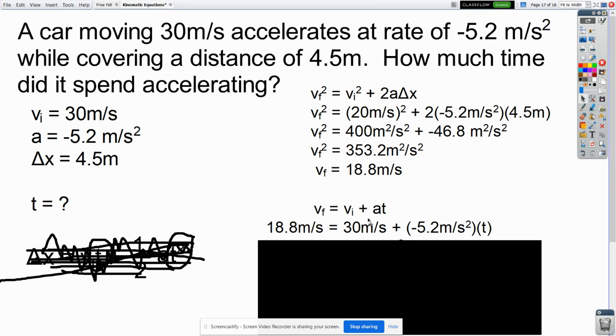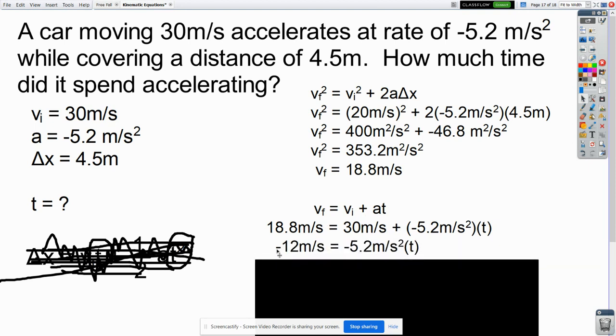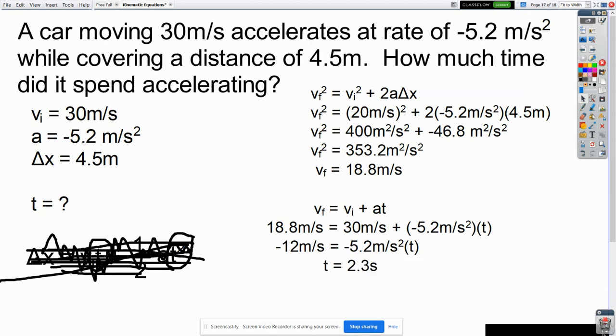I'll subtract 30 from both sides, and I'll end up with negative 12 over here. And I'll divide both sides by negative 5.2. That makes 2.3. Meters per second divided by meters per second squared. The meters cancel out. One of the seconds cancels out. The seconds in the denominator of the denominator, so it moves up. And you end up with 2.3 seconds.